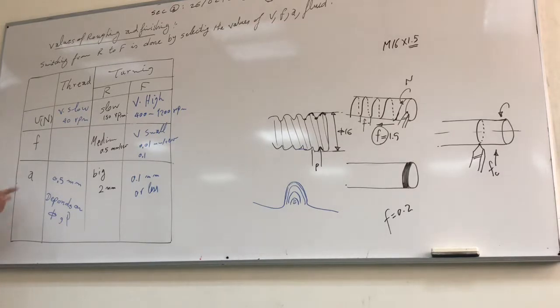Then, about the feed, how much is the feed in thread? Fast, slow? No, I mean small, high, medium, like in the feed. High feed, medium feed, small one. It depends on the pitch. Depends on roughing. According to the pitch.